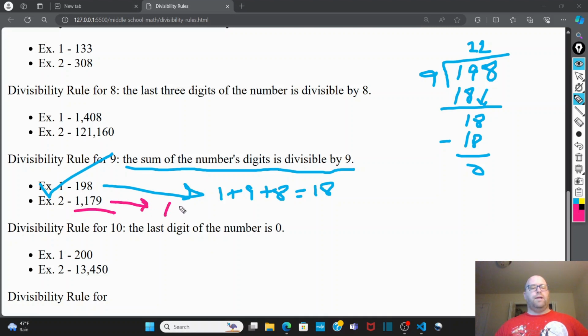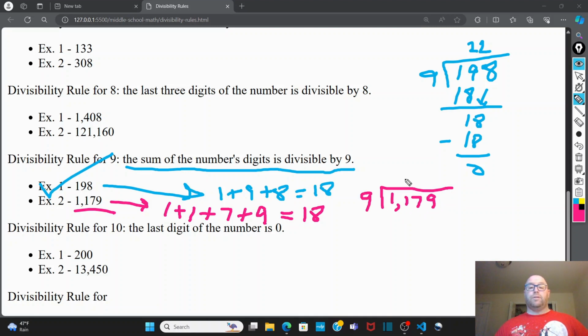So we've got 1 plus 1 plus 7 plus 9. So this becomes 2 plus 7 is 9. 9 plus 9, this also adds up to 18. So it should be divisible by 9. Let's check. So we got 1,179.